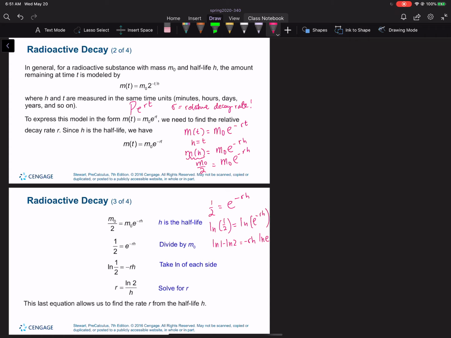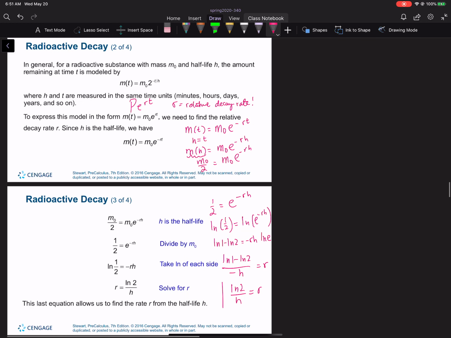Well, ln e is 1, so this becomes ln 1 minus ln 2 over negative h is equal to r. We also know that ln 1 is 0, so this becomes ln 2 over h is equal to r. So the relative decay rate when I am dealing with the radioactive decay problem is going to be ln 2 divided by the half-life h.